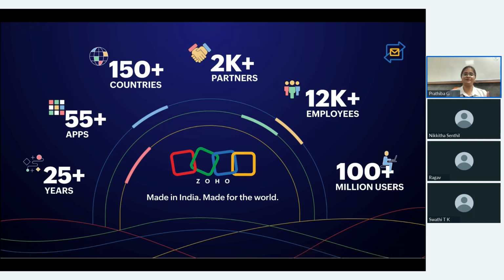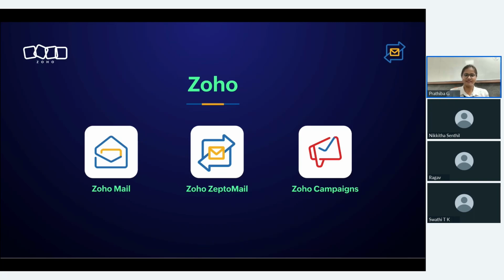Now, of the 55 plus applications that Zoho has, there are 3 apps that focus on email sending. We have Zoho Mail for your business emails, ZeptoMail for your transactional emails, and Zoho Campaigns for your marketing emails. Because we do all 3, we know how important each and every type of email is, and hence we've made this conscious decision to keep them separate.